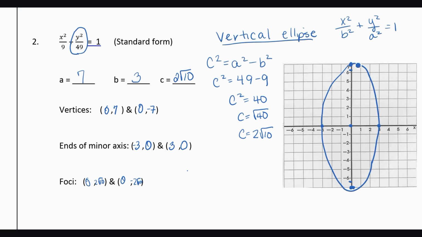Okay, so these were ellipses that were centered at the origin. So remember, a is always going to be, you're going to go up or down or left or right depending on whether the larger value is under the x or the y, for your vertices. b from your center is always going to be the endpoints of your minor axis. And from your center, you'll go in the direction of your major axis for your foci.